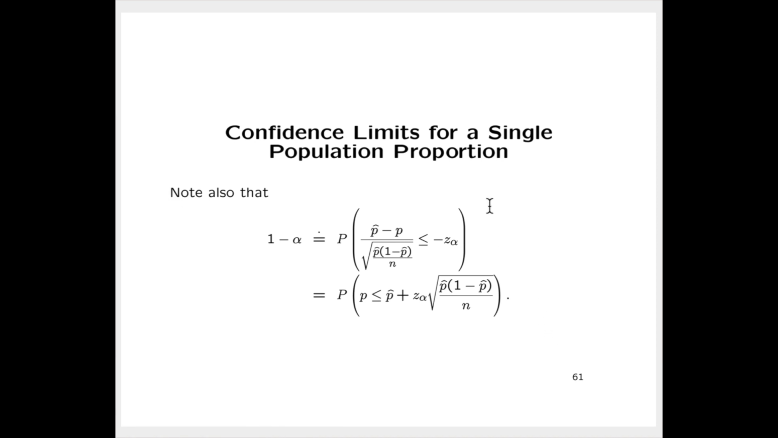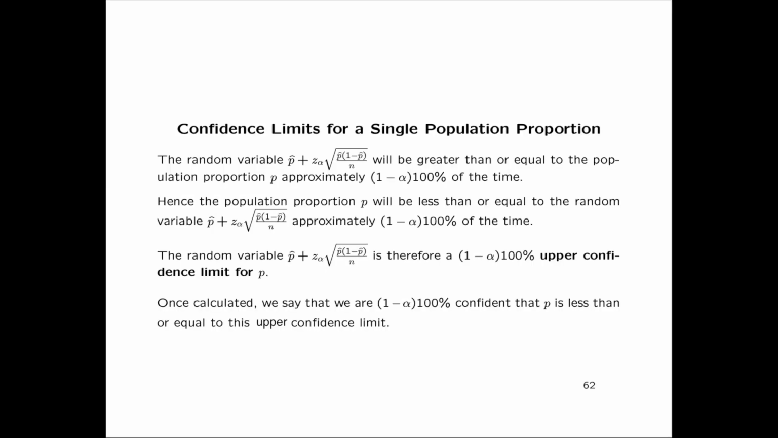Likewise, we can go through the same kind of calculations to get an upper confidence limit for p with a 1 minus alpha times 100% confidence level. I won't read through the whole thing again, but you know how this works now. The only difference from the other endpoint is that we're adding the margin of error instead of subtracting it from p hat. Once we have the value of this upper confidence limit for p, we interpret it by saying that we are 1 minus alpha times 100% confident that p is less than or equal to this confidence limit.